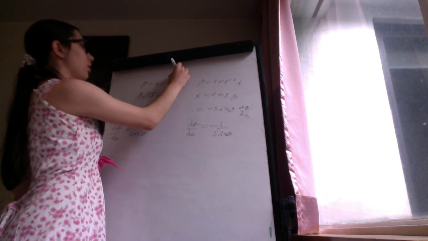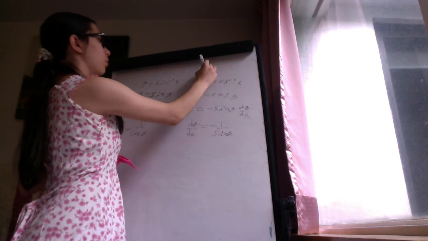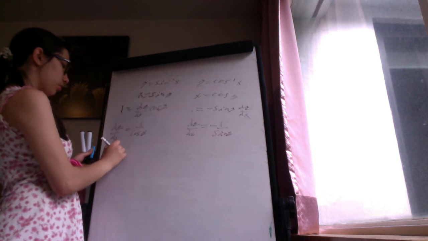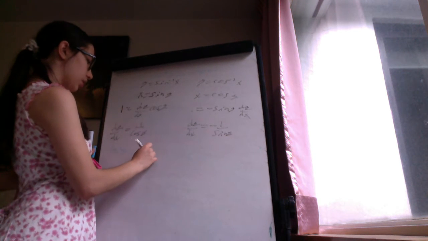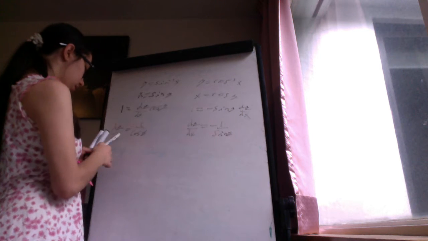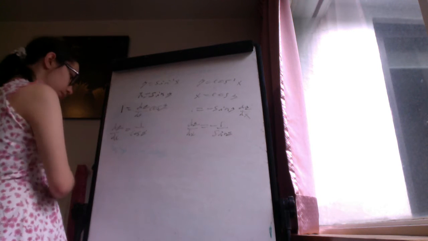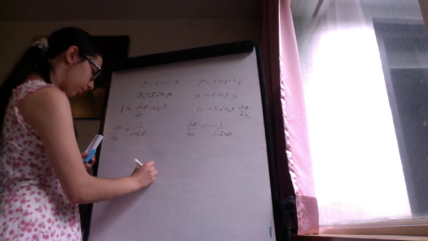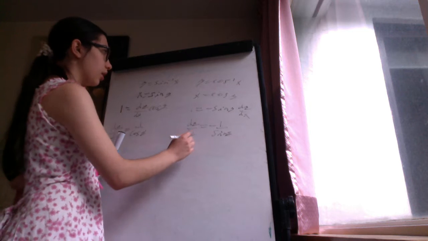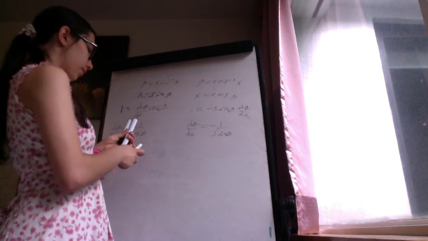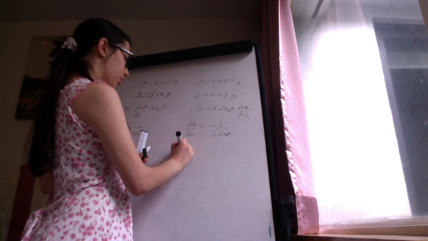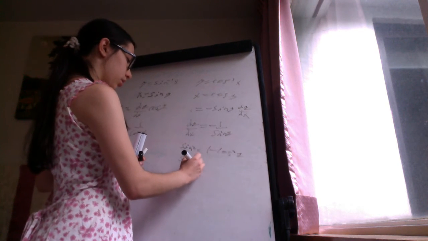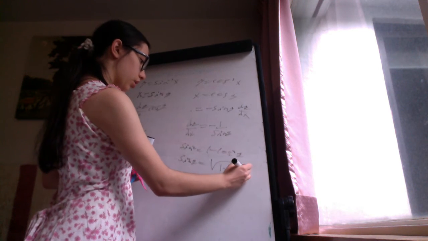Remember the trigonometric identity of cosine squared y plus sine squared y equals 1. So for this one, we have cosine squared y equals 1 minus sine squared y. So cosine y is equal to the square root of 1 minus sine squared y. And for this one, we have sine squared y equals 1 minus cosine squared y. So sine y is equal to the square root of 1 minus cosine squared y.